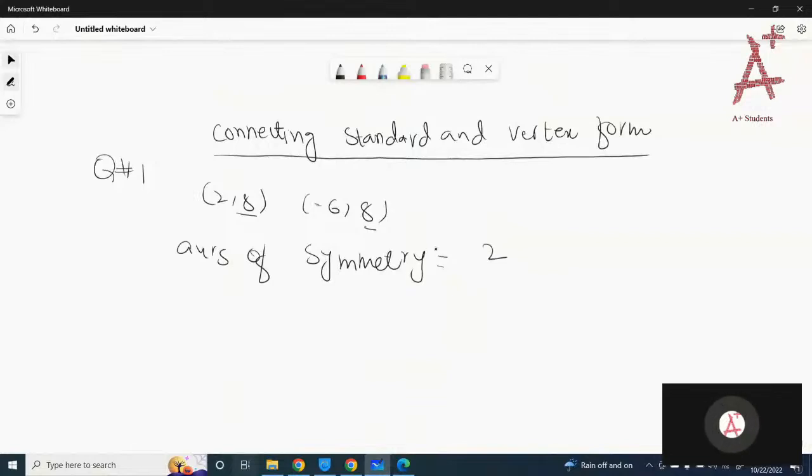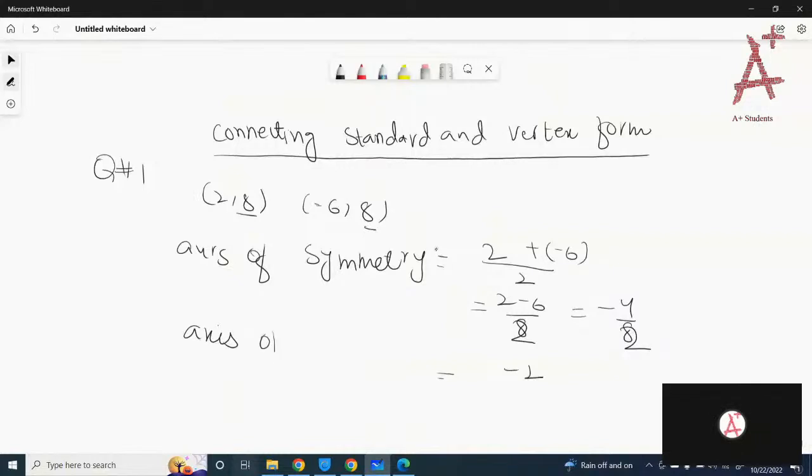So you have 2 plus negative 6, divided by 2. 2 minus 6 is negative 4, over 2, and that is negative 2. That means the axis of symmetry is x equals negative 2. Got it? The axis of symmetry is negative 2.